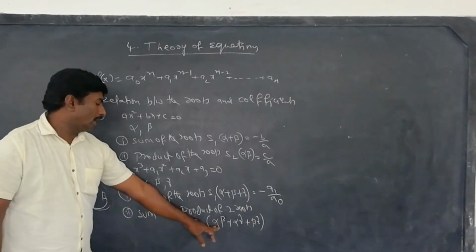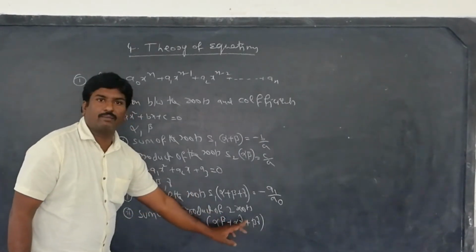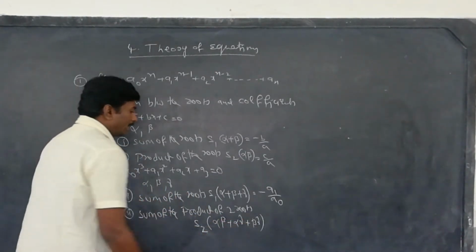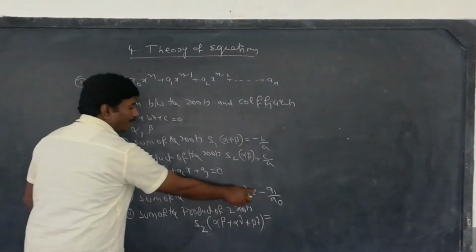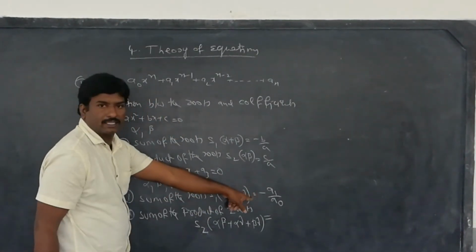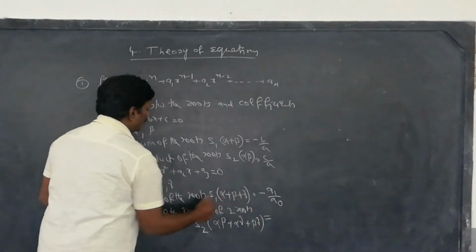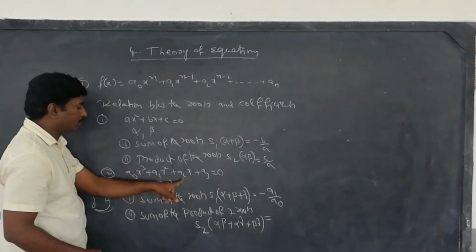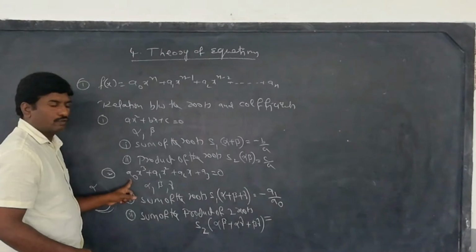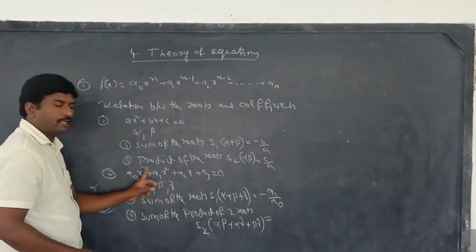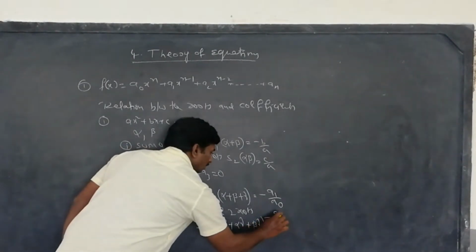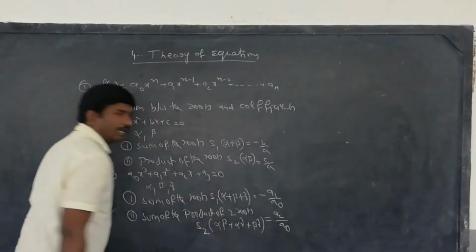S2 is nothing but alpha beta plus beta gamma plus gamma alpha, which is equal to, here we get alternate signs, first minus then plus. So which quotient do we have to take? Third term quotient by leading quotient, that is a2 by a0.